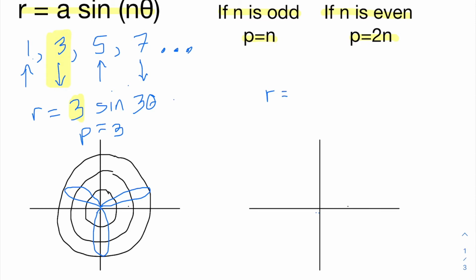And let's look at something like r equals 2 sine of 5 theta.